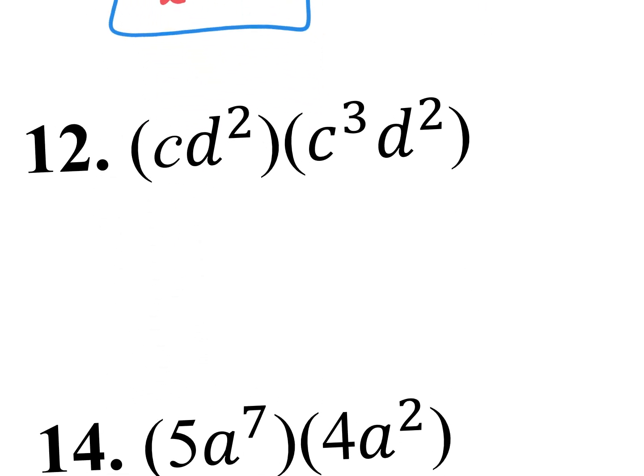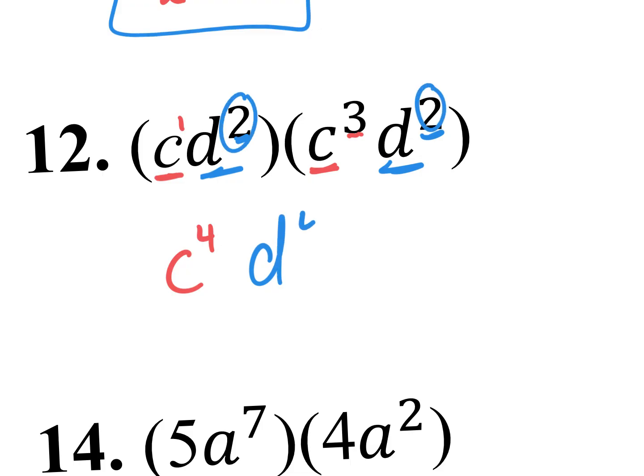Number 12, same deal. There's no power on the outside, so you don't have to distribute anything. You can just ignore the parentheses and start multiplying. You're going to multiply the c to the 1 times the c to the 3rd. Again, same base, add the exponents. That becomes c to the 4th. Look at the d to the 2nd times d to the 2nd. Add the 2 plus 2, and you'll get 4.